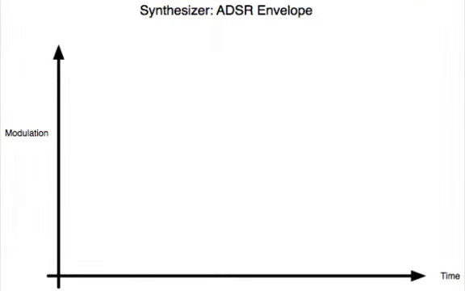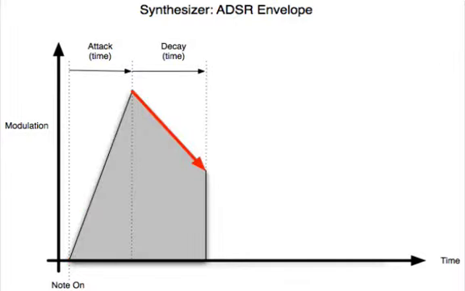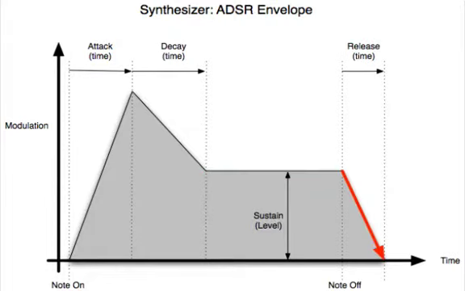So when you get a note on, the signal raises to a peak level, and that time is given by the attack time. And then the signal decays down to a second level, the sustain level, and so that's given by the decay time. And the sustain level determines the level at which the amplifier remains while the note is held down. And then when the key is released, the release time determines how long it will take to go from the sustain level down to 0.